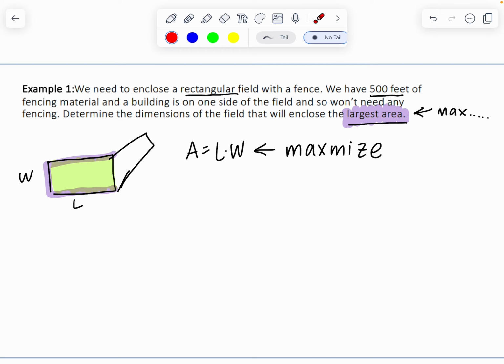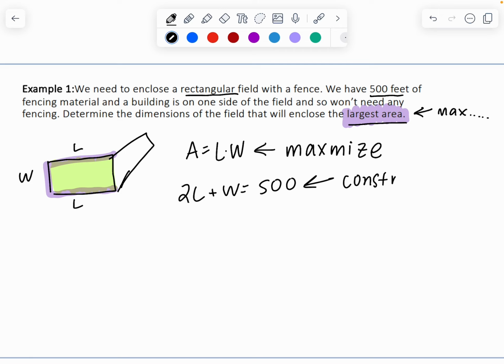To write the constraint equation, this side I need material for, this one and this one, because it's a rectangle, these two sides are equivalent to each other. So I'm basically trying to make a fence, and I'm using 2L, because of this side and this side, plus W, and I only have 500 feet of fencing material. So this is my constraint equation. This is why I can't just make my area as big as I possibly want, because I'm limited by how much supplies I have.